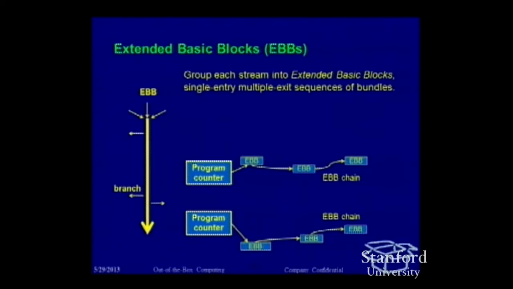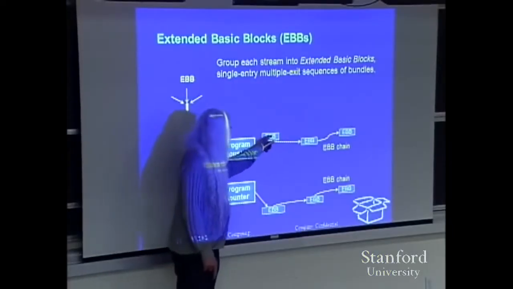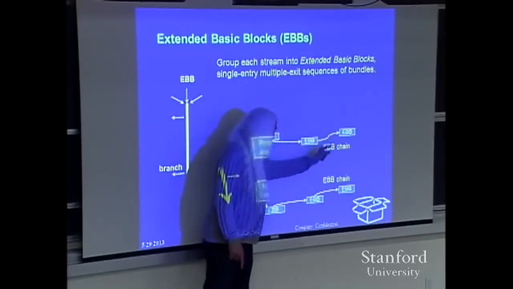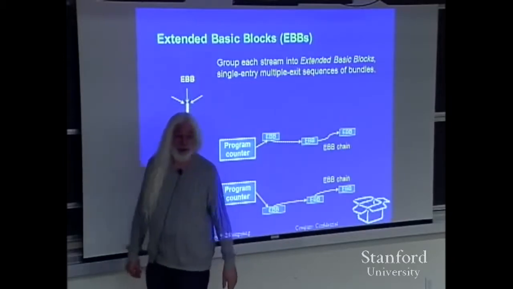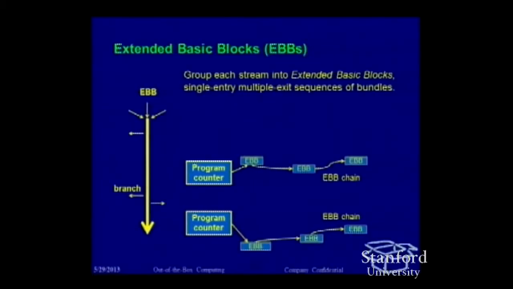So your 2 program counters are actually describing not so much a stream of instructions as a sequence of EBBs. We enter 1, that will branch to the head of another, that will eventually go to the head of another, and so forth. And just like there's an EBB in the full bundles, there's also a pair of EBBs in the half bundle streams. So there's 2 of them, as shown.